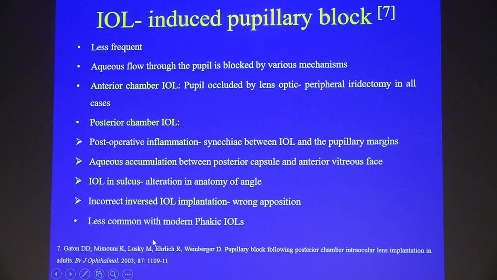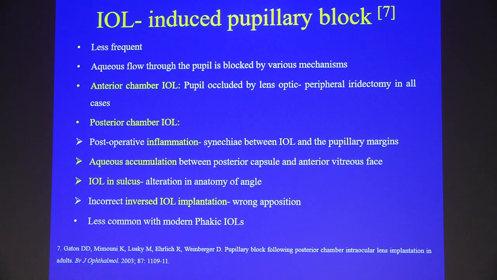that you see out there, and the uniformly shallow anterior chamber, and after a pars plana vitrectomy, this is what you could see. And IOL-induced pupillary block, that's less frequent, but aqueous outflow through the pupil is blocked by various mechanisms. Could be anterior chamber IOL, where pupil occlusion is by lens optic; peripheral iridectomy in all cases works well.